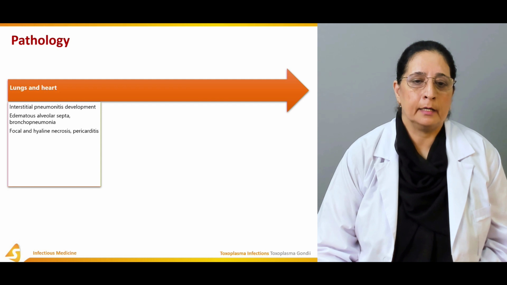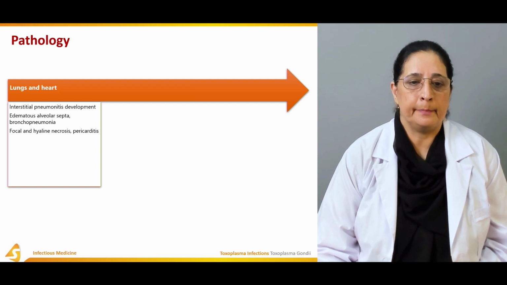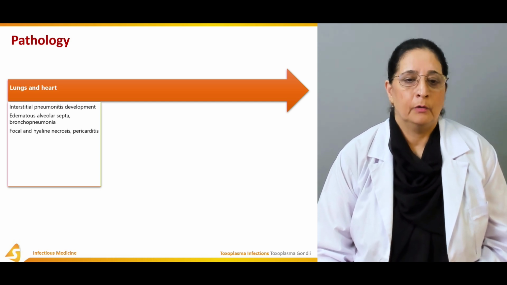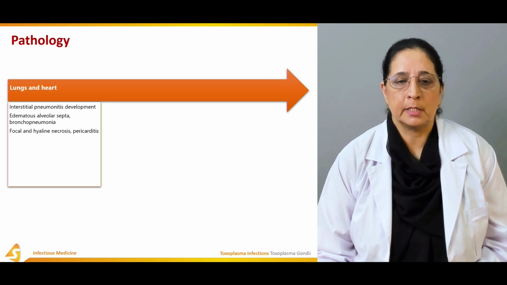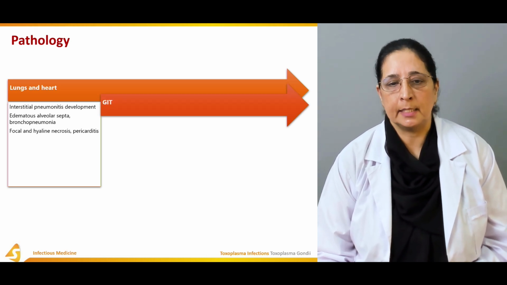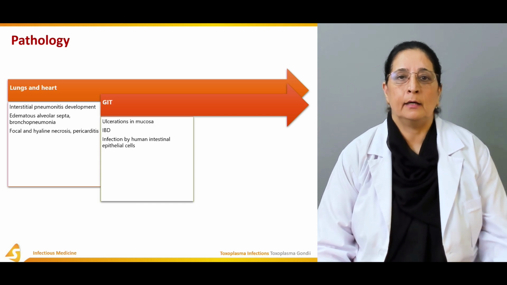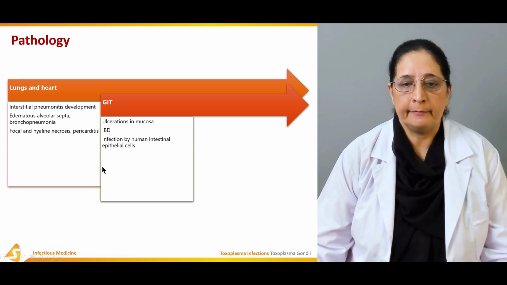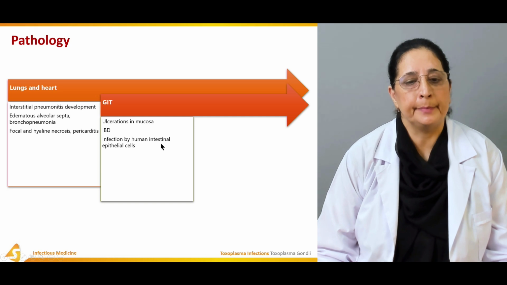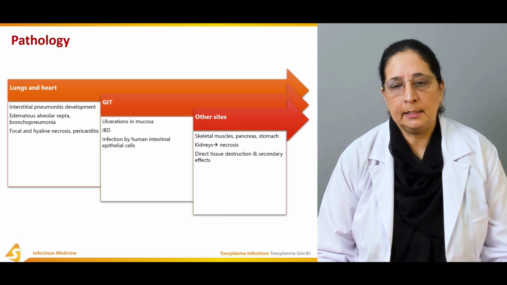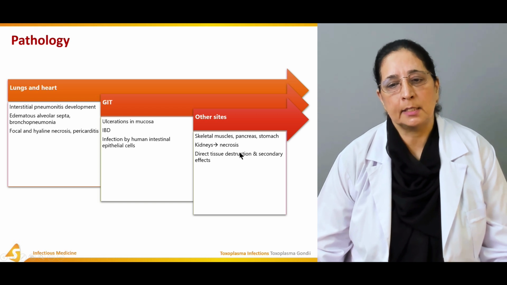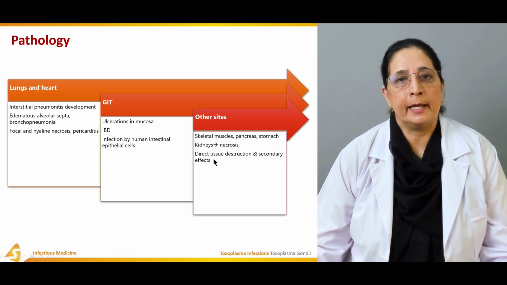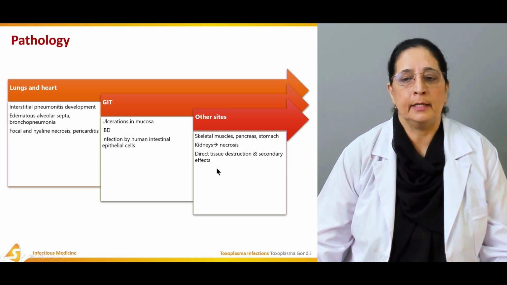In the lungs and heart, interstitial pneumonitis develops, with edematous alveolar septa, bronchopneumonia, focal and hyaline necrosis, and pericarditis. In the gastrointestinal tract, there are ulcerations, IBD (inflammatory bowel disease), and infection of human intestinal epithelial cells. In other sites, we have necrosis of skeletal muscles, pancreas, stomach, and kidney. Then we have direct tissue destruction and secondary effects.